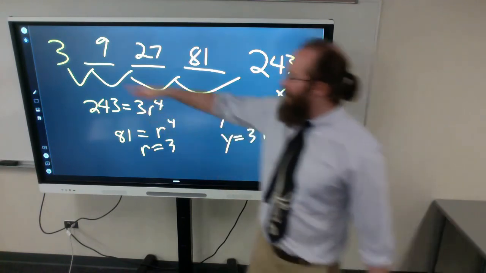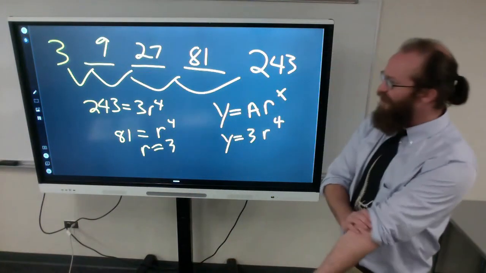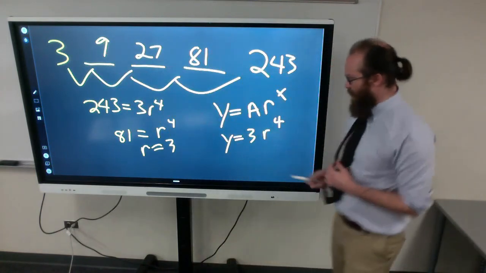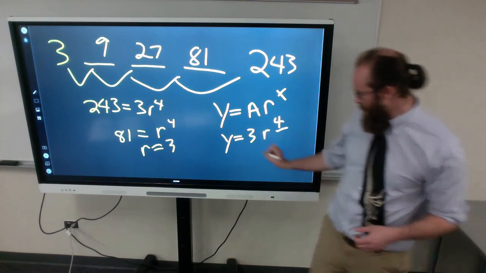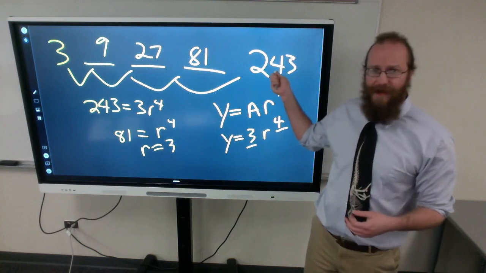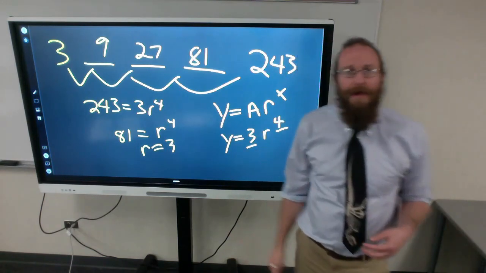What you're going to do when you have a geometric sequence is you're going to count the number of times you have to multiply by r. That's going to go right there, and your starting value is going to go right there. Your final y value should be your final value in the pattern.